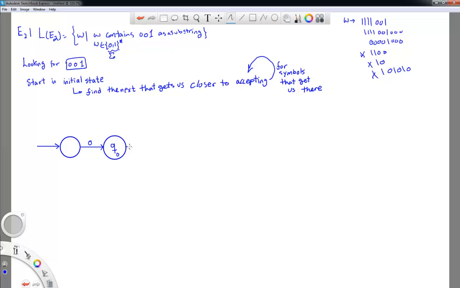Then from there, if I see another zero, then I go to a state representing that I have seen two consecutive zeros that I was looking for. And then from there, if immediately after that I see a 1, then I have seen the string that I was looking for, which coincides with my accept state.